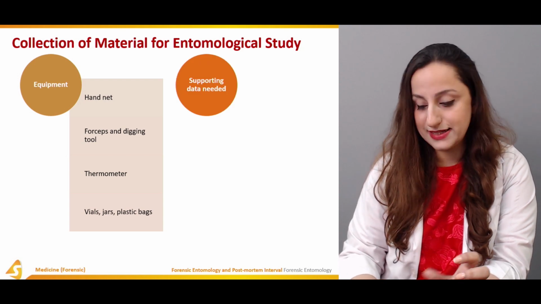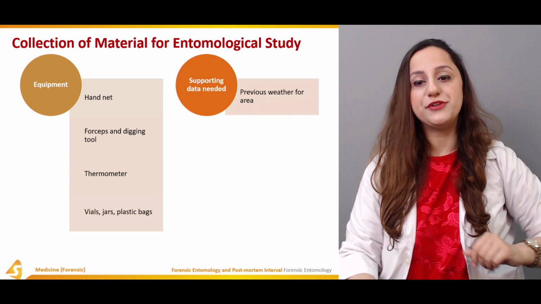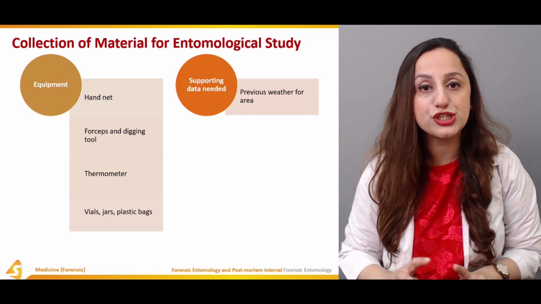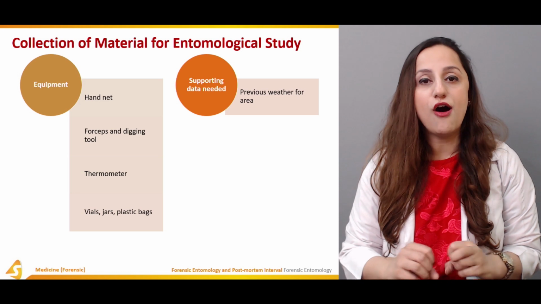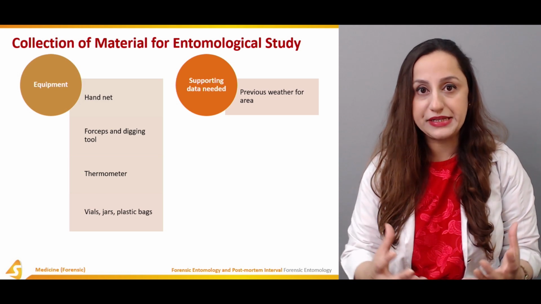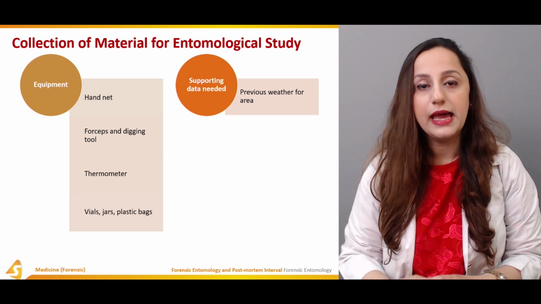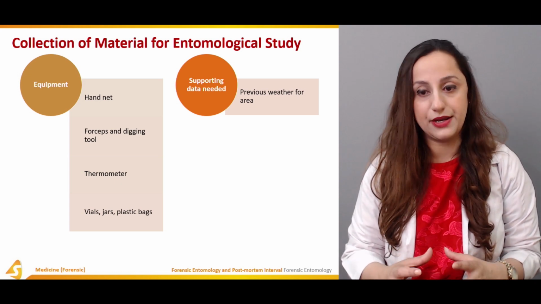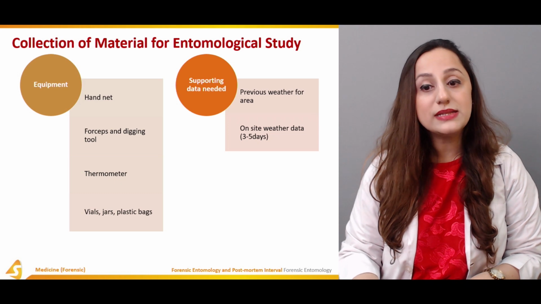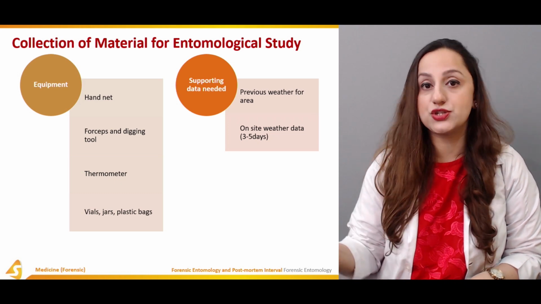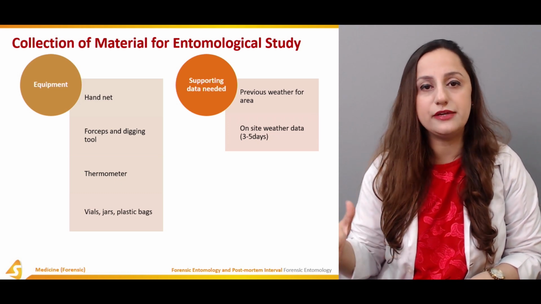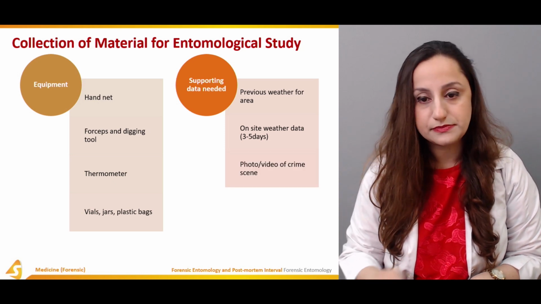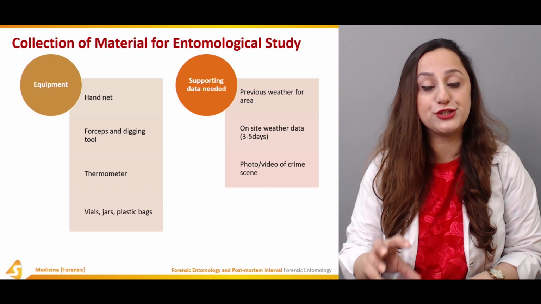The supporting data needed. First of all, the previous weather for that area. I already told you that an entomologist should have a core knowledge of the geographical area that we are dealing with and the temperature changes that are taking place in that area. So, on-site weather data for the last 3 to 5 days, and it can even be taken for 7 days or 10 days. Then the photo and the video of the crime scene.